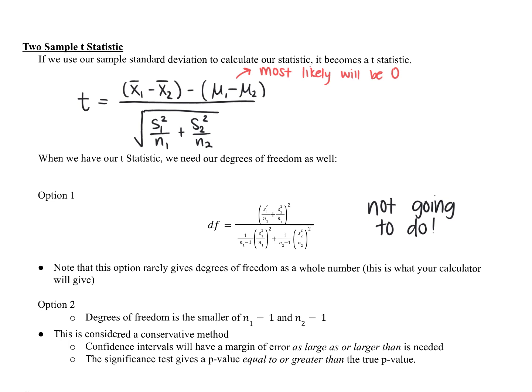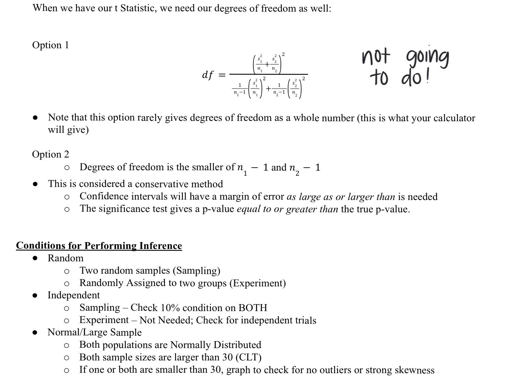Now, when we talk about how to run the confidence interval and significance tests in your calculator, it will give you the degrees of freedom using this formula. So your degrees of freedom will be a decimal if you use the calculator. But we're not going to go with option 1. We're going to go with option 2, which is much, much nicer of an option. And what we end up doing is whichever sample size is smaller, we use its degrees of freedom. So whatever is smaller between n1 minus 1 and n2 minus 1, that's the degrees of freedom we'll use. And it's considered a conservative method.